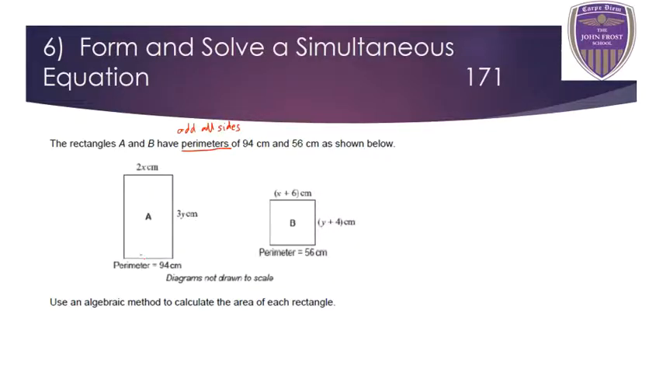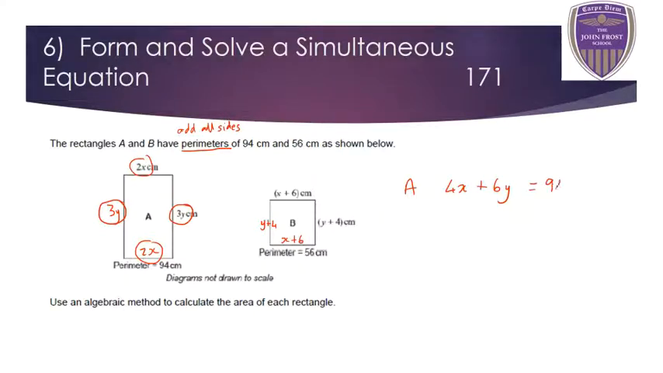So if I'm going to add all sides, it means that this side here is 2x as well. And this side would have length 3y centimeters. On this one over here, this one would be x plus 6, and this would be y plus 4. So if I focus on the perimeter of shape A, we've got this 2x here, and we've got this 2x here, and if I add them together, it gives me 4x. And then if I focus on 3y, and this 3y, add them together, it gives me 6y.